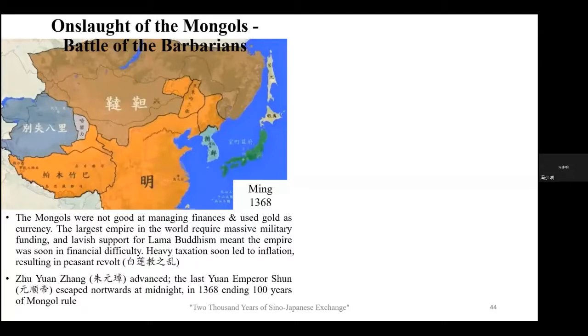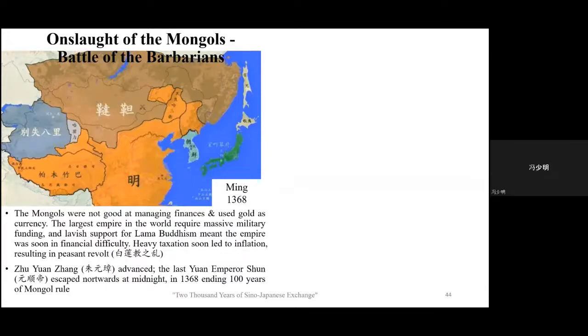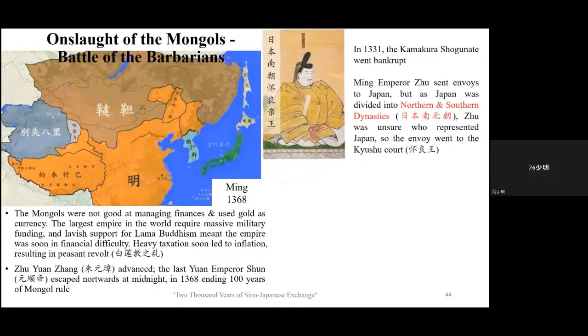Unfortunately, the Mongols were not good at managing finances, and they used gold as their currency. And the largest empire in the world needs a lot of military funding. Eventually, it collapsed when Zhu Yuanzhang advanced. So the last Yuan emperor, Shun Yuandi, escaped northwards at midnight, ending about 100 years of Mongol rule. And at the same time, in 1331, the Kamakura shogunate went bankrupt.